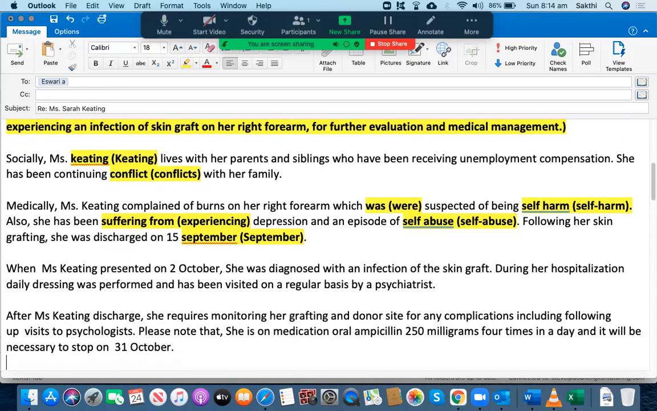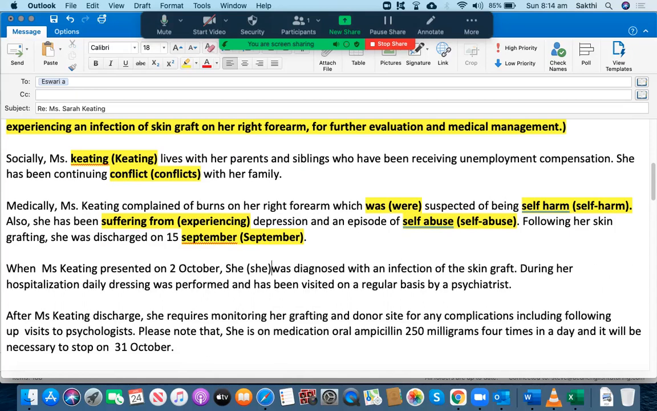Okay, when Miss Keating presented on 2 October, she was diagnosed with an infection of. You don't need to use the capital S here. It must be a small s only. So she was diagnosed with an infection of the skin graft.